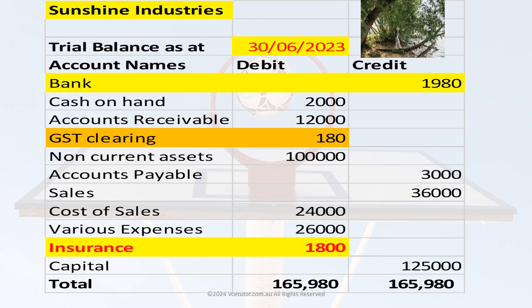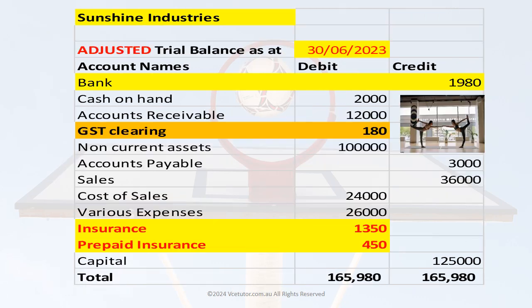Now our task is to allocate this expense between asset and expense. This 180 doesn't change, and this is the amount of money paid out of the bank. Now we see how an adjusted trial balance will look. Sunshine Industries adjusted trial balance on this date. No change to the bank account. No change to any other account including GST clearing.